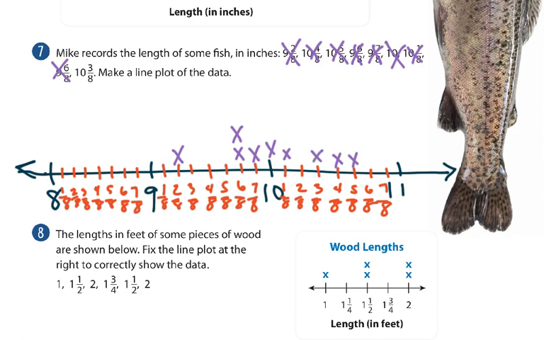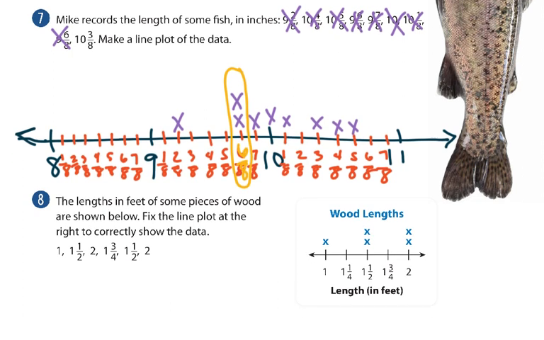10 3/8. Okay, looking at that data, which size fish has the most? Marcus? 9 6/8, because it has 2 X's in it. Can you see it right here? 6/8 has 2 in there. No, there's a 1 10, a 10 and 1/8, a 10 and 3/8. Yeah, I know. You have to be super careful with data.